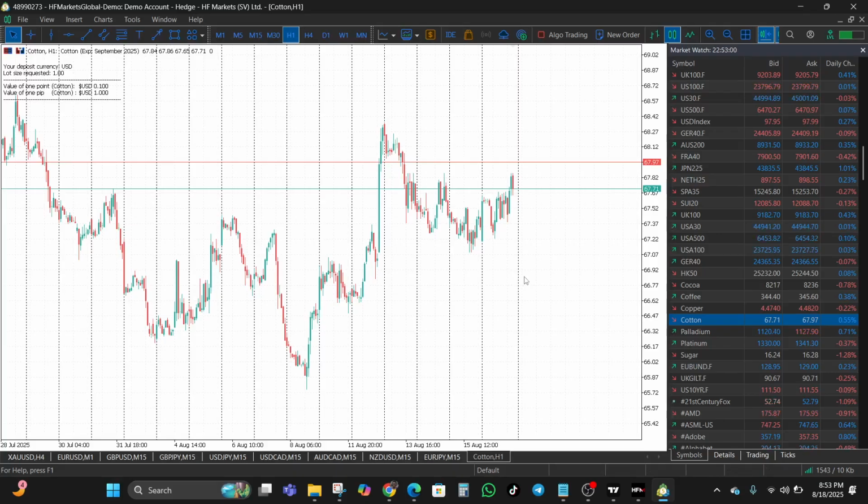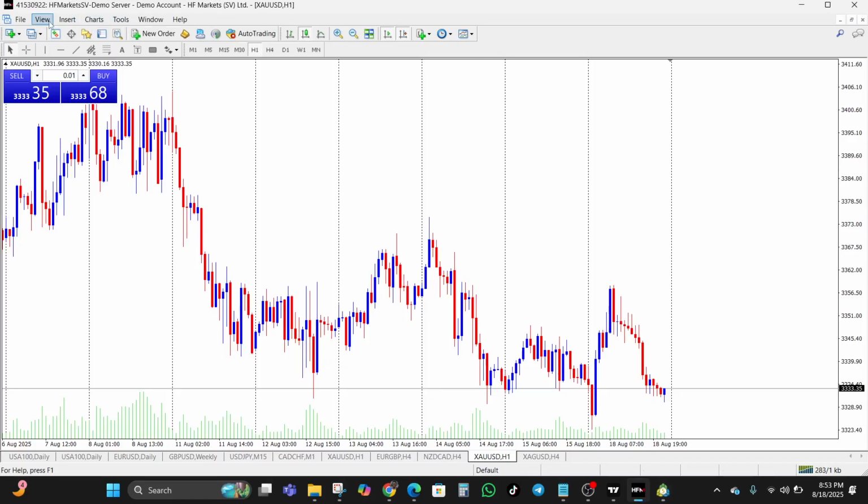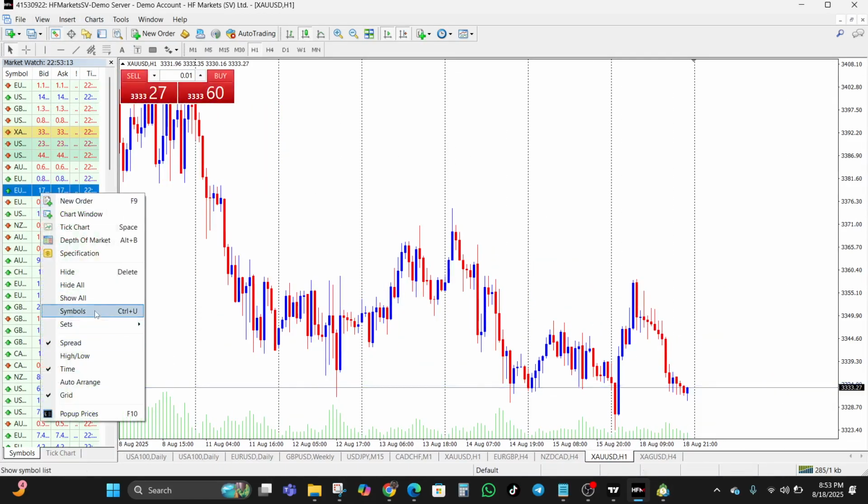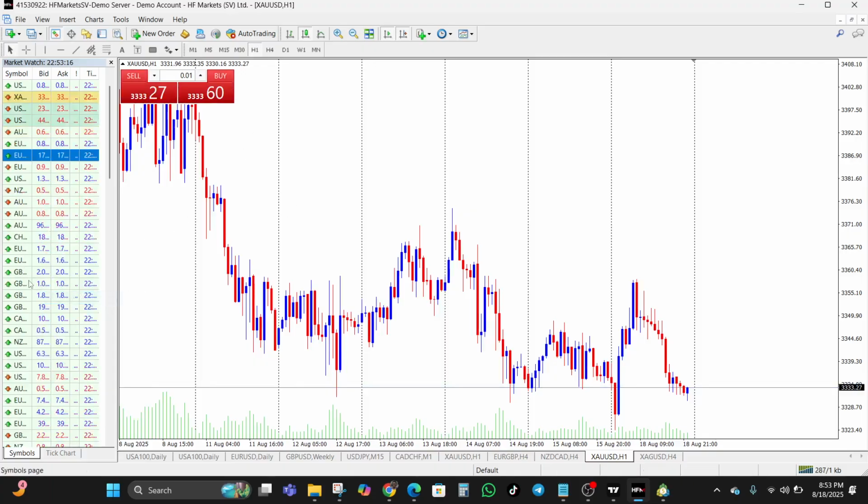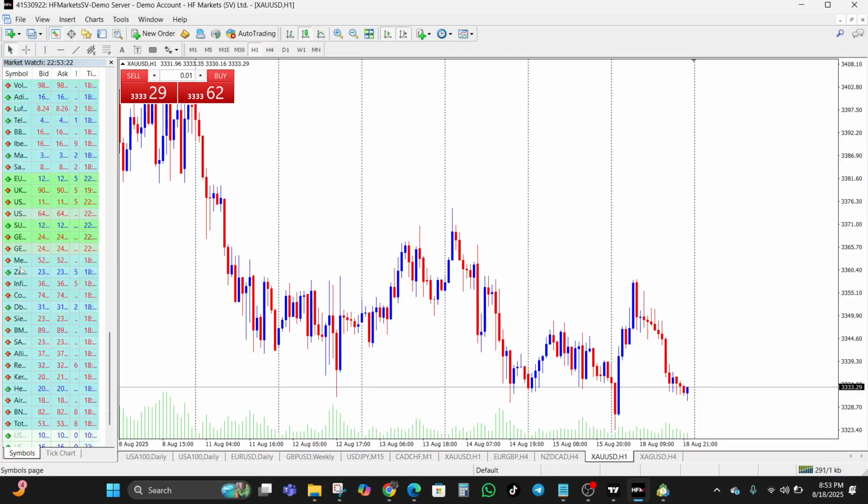MT4 and MT5 make it easy to open a chart for any commodity. You can see how I just did it right away. The process is quite similar whether you're using MT4 or MT5. Just make sure that you view your market watch, click on show all, and then look for the particular commodity that you want to add.